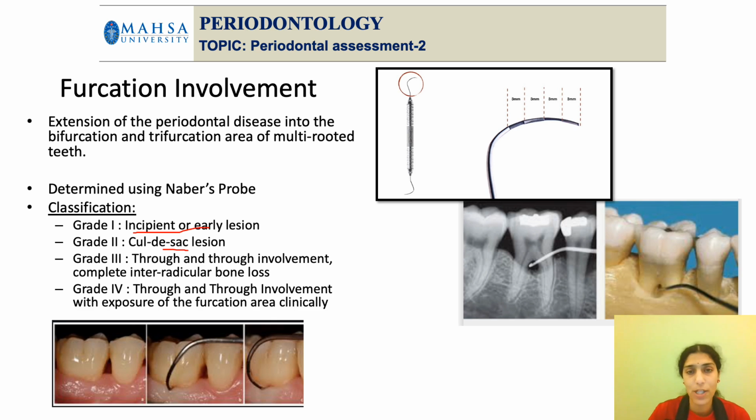Okay, that is grade 2 furcation involvement. Grade 3 furcation involvement is on both the sides, buccally and lingually there is loss of bone. Then you can see the probe through and through. When you pass from buccal side, you can see the probe lingually as well. And grade 4 also is through and through, but the only difference is clinically the gingiva is also receded. Therefore, you can see the furcation open to the clinical environment into the oral cavity as well.